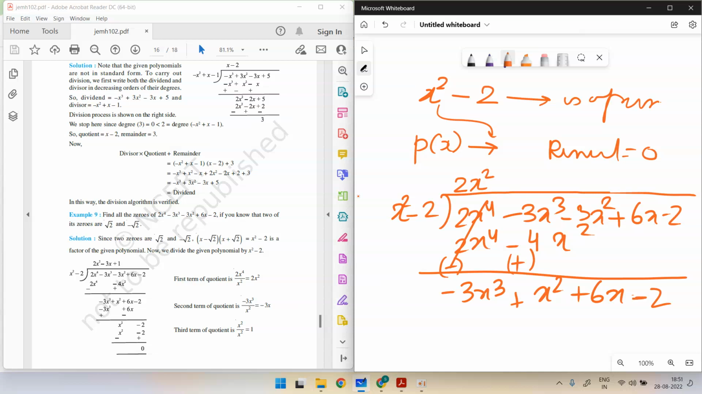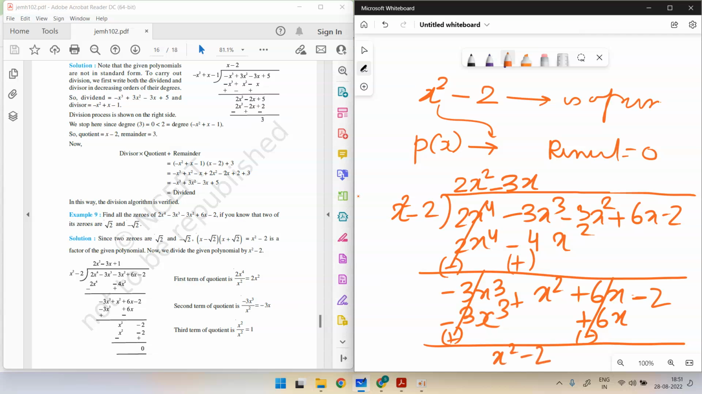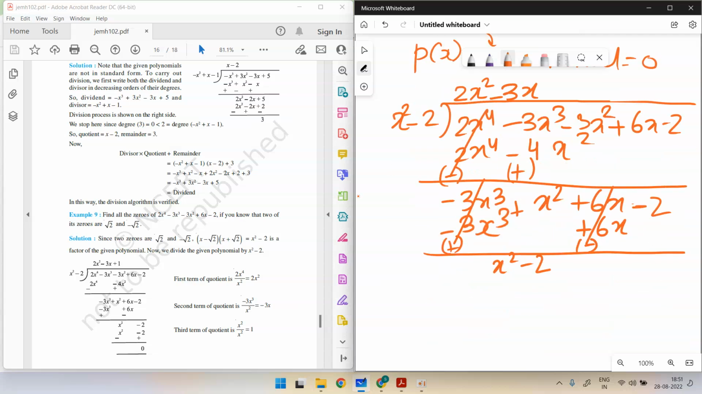You know that to get minus 3x^3 from x^2, you need to multiply by minus 3x. So minus 3x, because this is minus 3x^3, this will give plus 6x. And if you subtract, this one is plus and this one minus. This will cancel, this will also get cancelled, and in the end you will get x^2 minus 2, which you know that if you multiply this by 1, you get the exact x^2 minus 2.